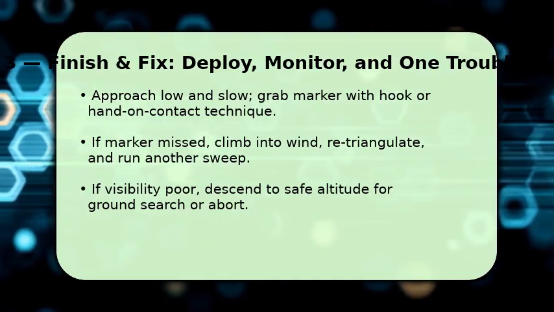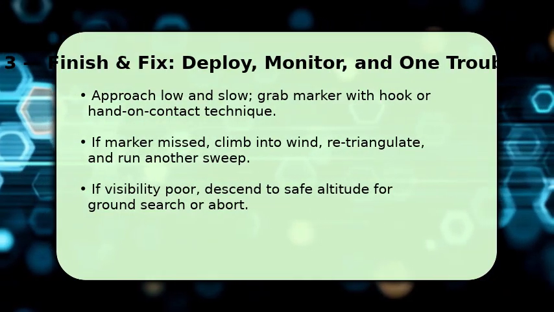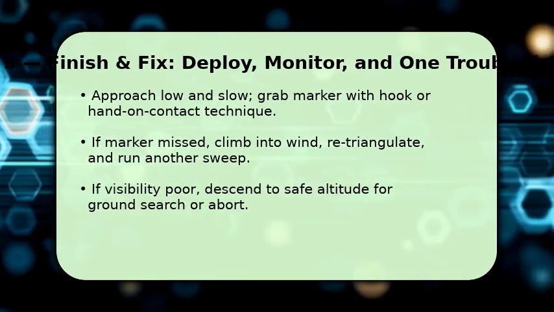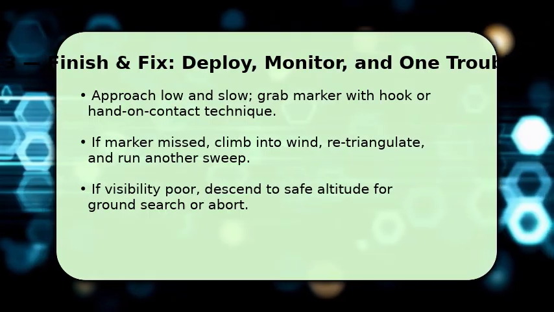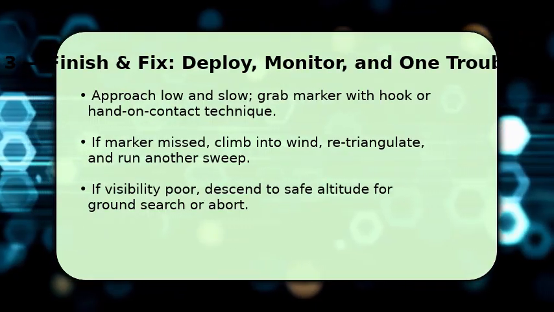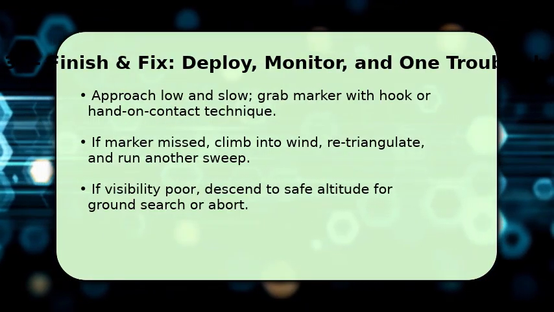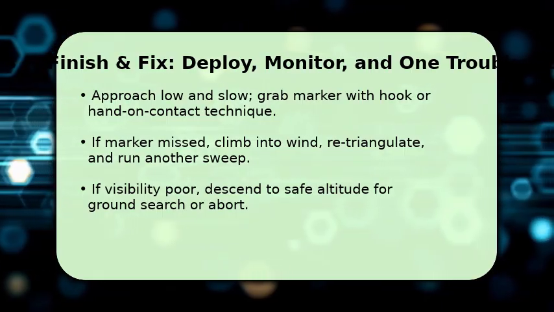If you miss, immediately turn into wind, regain altitude if possible, retriangulate using landmarks, and perform another sweep. If visibility or surface hazards prevent a safe pickup, abort to a predetermined safe landing and coordinate a ground retrieval.